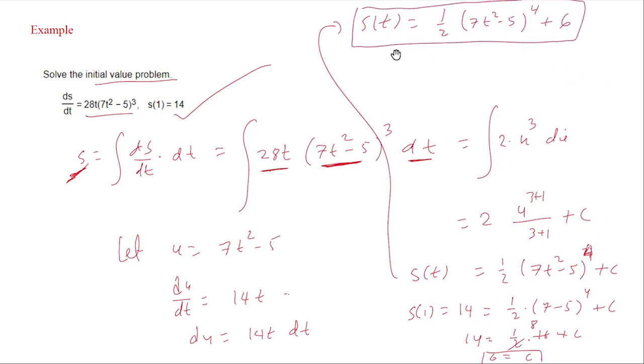So remember, whenever you try to solve an initial value problem, you need to find out the value of this constant. You cannot write down your answer in terms of c. You need to find out the value of the constant by using that condition.